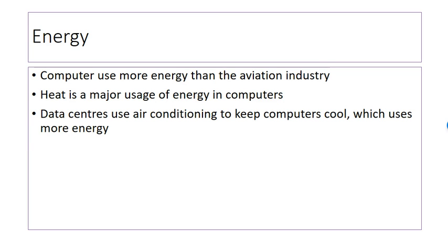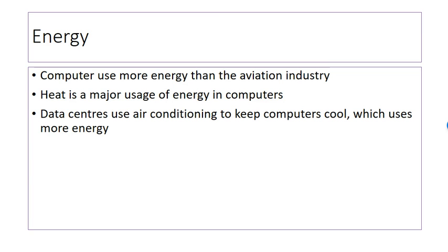Heat is a major usage of energy within computers. Computers need to be kept warm, they need to be kept stable, they need to have the energy running into them for them to be able to work. Similarly, you don't want to have too much heat, and so a lot of heat energy is also lost within a computer.